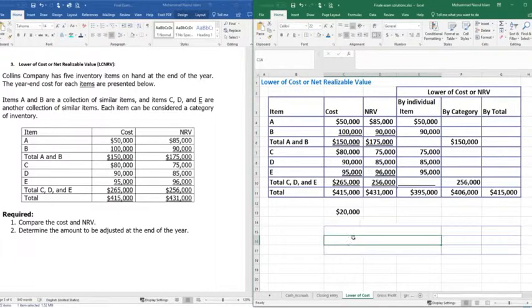So we will write a journal entry: cost of goods sold debit and inventory credit, 20,000, the difference. This is how we solve this one.